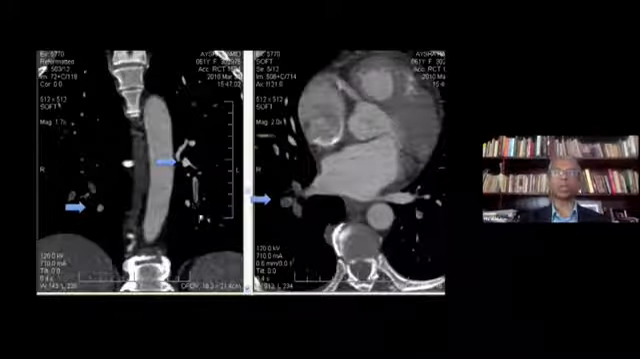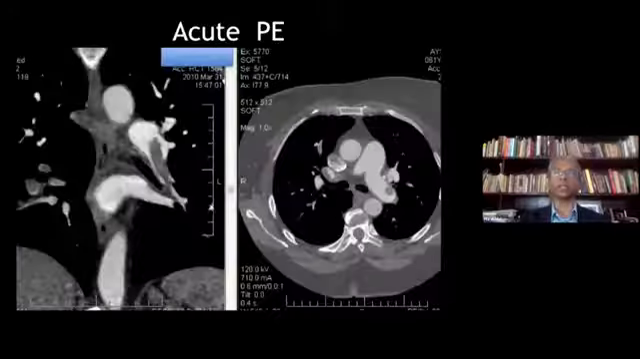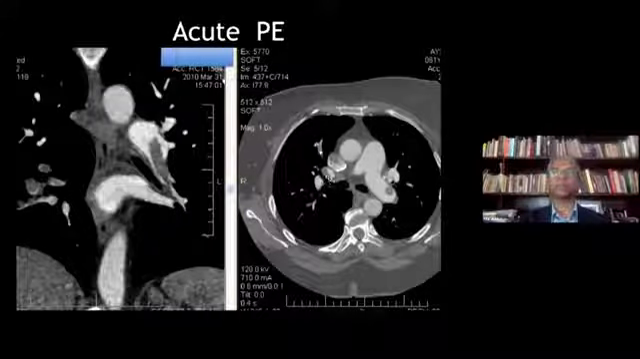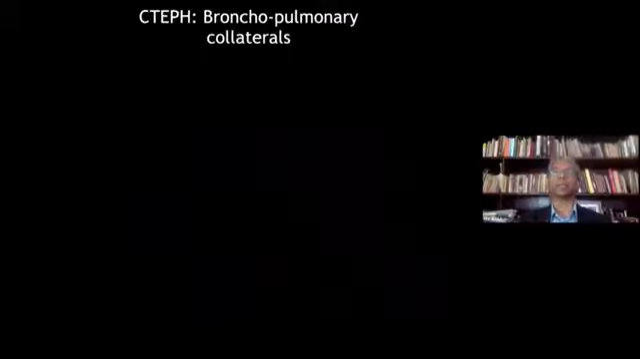Some of them will also have acute PEs along with it, like this patient did. And this patient had an acute PE associated with a chronic PE. So patients can have both in the same patient, an acute pulmonary embolism like the central lesion, as well as a peripheral wall adherent lesion like this, telling us that both are possible in the same patient.